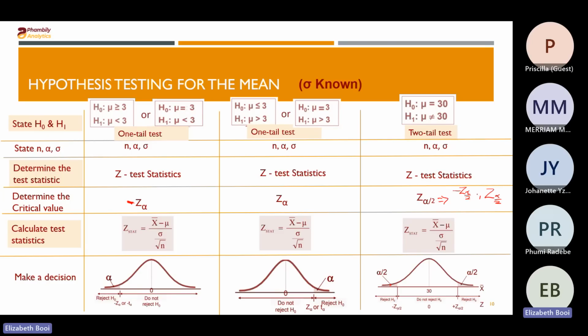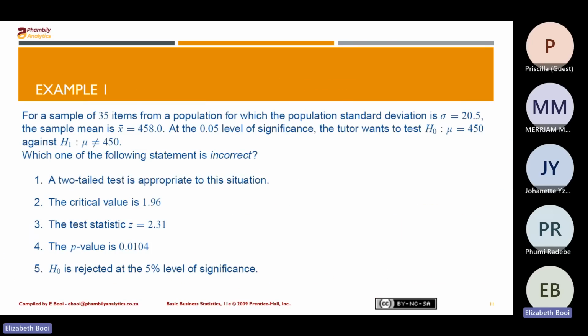So let's look at an example. For this example 1, for a sample of 35 items from a population for which the population standard deviation sigma is equal to 20.5, the sample mean x bar is equal to 458. At the 0.05 level of significance, the tutor wants to test the null hypothesis that the mean is equal to 450 against the alternative that states that the mean is not equal to 450. Which one of the following statements is incorrect?